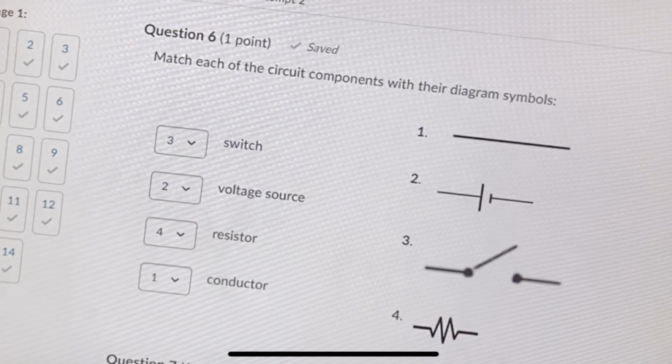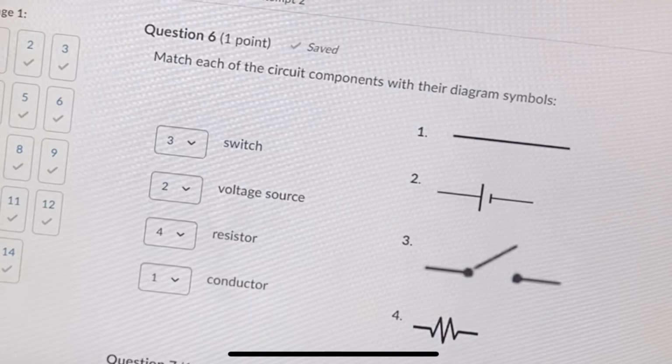Number six, we're going to be matching stuff. So the diagram in number one, we're starting from the right hand side. Number one is just a straight line, and that is the easiest one, and it's a wire / conductor. So number one is a conductor / wire. Number two is just a little, I don't know how to describe it, but it's a voltage source. It's not necessarily a battery, but it's a voltage source.